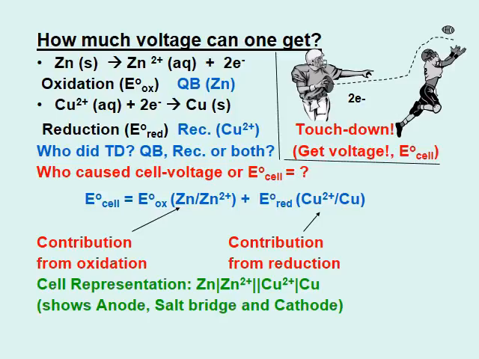Now the question is, how do I calculate voltage? The idea is the following. Zinc is losing electrons by giving off 2 electrons, and copper 2 plus is receiving electrons. So you must have these 2 reactions going on simultaneously. It's like a football game where you have a quarterback. Of course, there are only 2 players in this kind of football game. The quarterback is throwing the football, and the receiver is going to receive electrons.